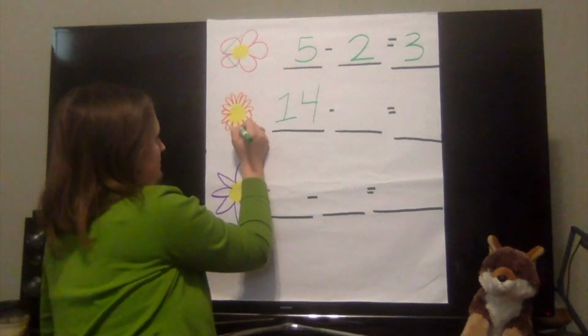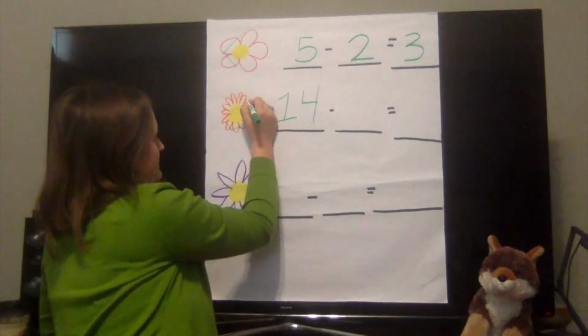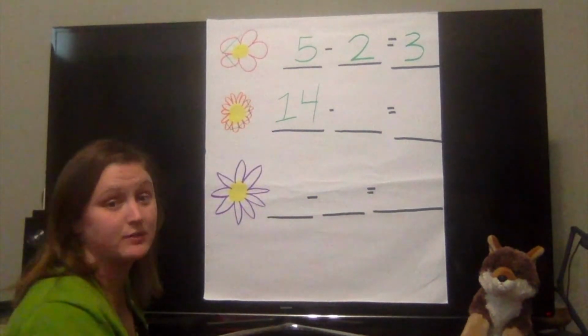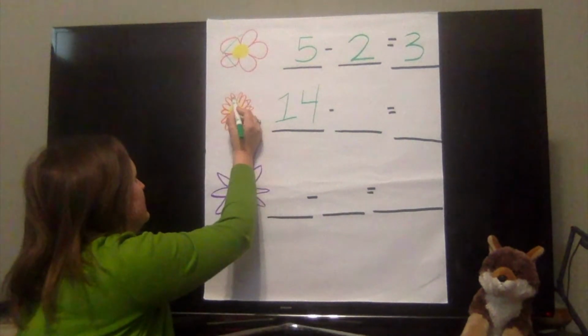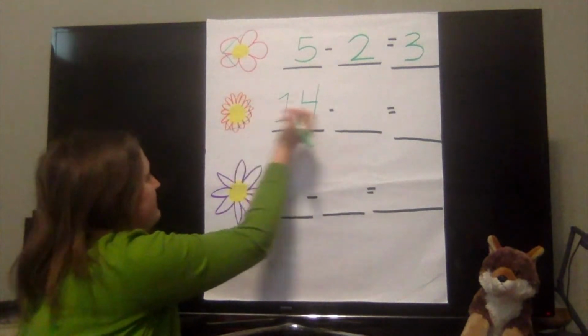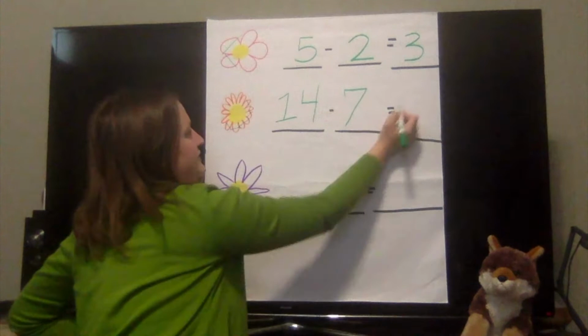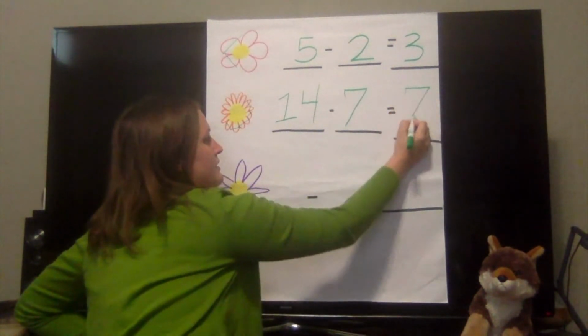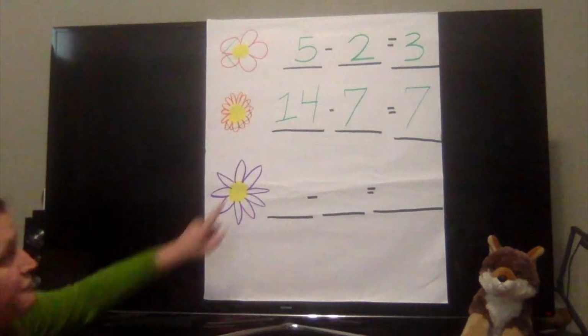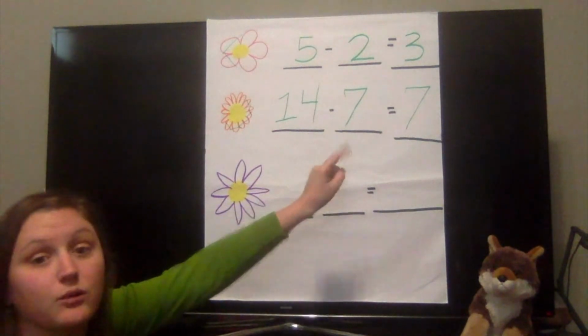1, 2, 3, 4, 5, 6, 7. Now let's count to see what's left. 1, 2, 3, 4, 5, 6, 7. I took away 7, counted what was left, and now I have 7. So my math equation was 14 minus 7 equals 7.